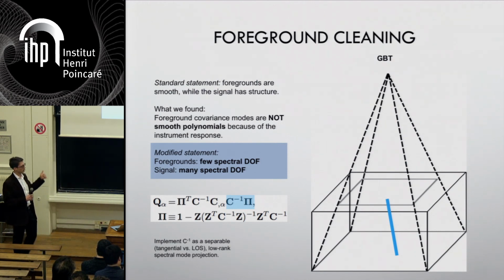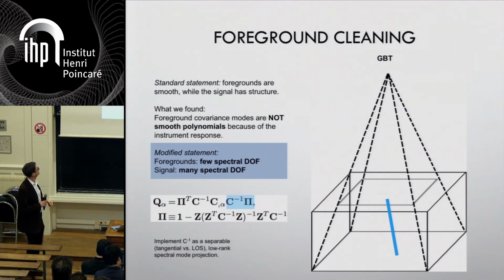So the statement that the foregrounds are smooth can be given a little bit more nuance by saying that the foregrounds, as observed by the instrument, need to have fewer degrees of freedom than the signal if we want to be able to dig the signal out.